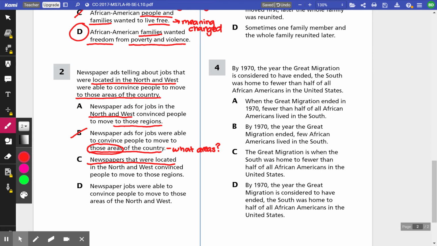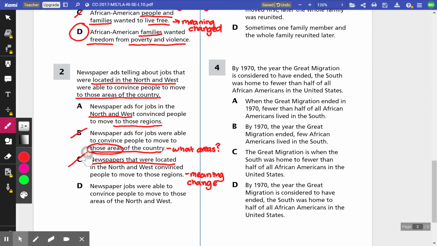It was the ads for jobs in the newspaper, right? A newspaper is probably not going to make you move, but if you see an ad for a job in the newspaper, you might move for that. So, answer choice C, the meaning of our sentence has been changed because they have made it sound like the newspaper itself made people move, not the ads for the jobs in the newspaper. So our meaning has changed.